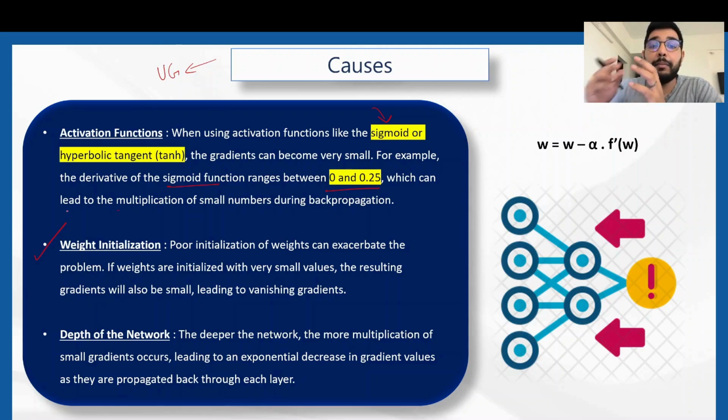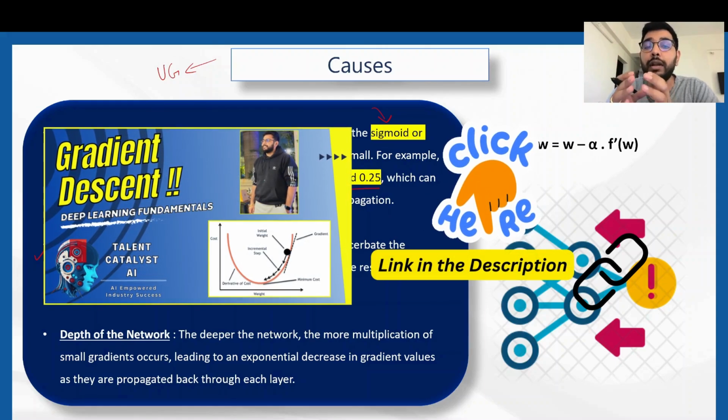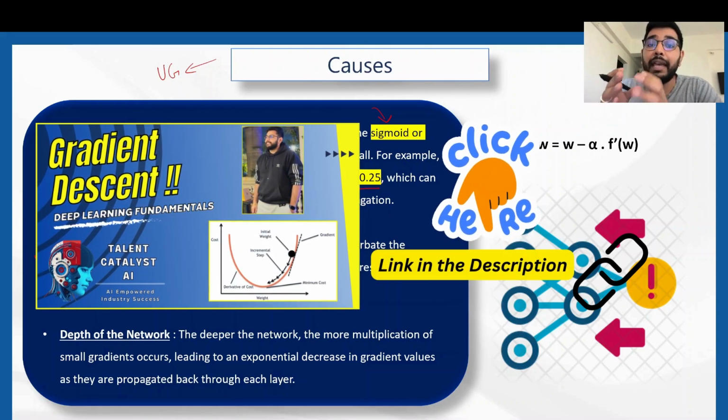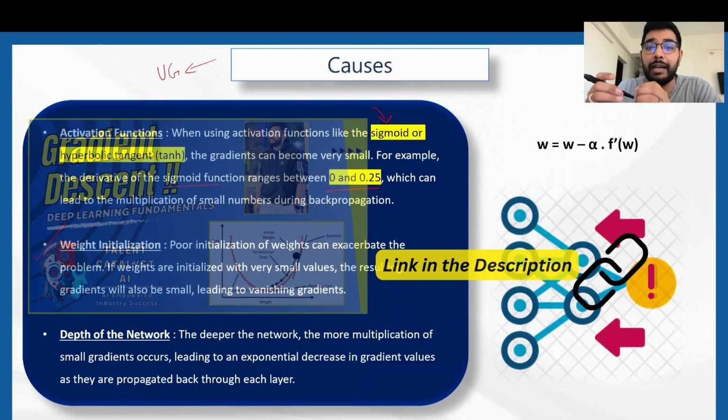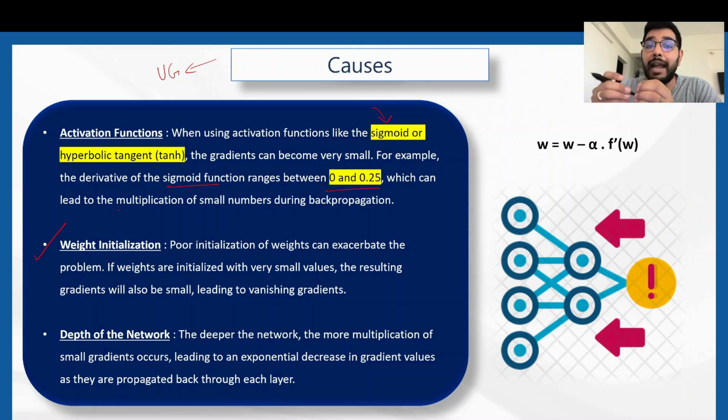The second major cause of vanishing gradient is the wrong initialization of weights. If you have seen my last video on gradient descent, the first step in the gradient descent algorithm is that we initialize random weights, which would be updated as we back propagate to minimize the loss function. If we do a poor initialization of the weights, that is, if the weights initially are very small, the resulting gradients will also be very small, which will lead to the vanishing gradient problem.